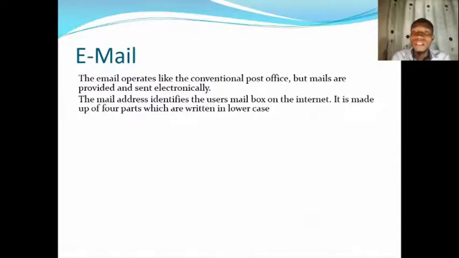So it is made up of 4 parts, which are written in lowercase. So in writing an email address, you don't write any of the letters in uppercase. It's all in lowercase. So it goes like this. You have the username at host dot com. So those are the 4 parts. The username is the first, the at is the second, the host is the third, and the com is the fourth. So let's look at them one after the other.